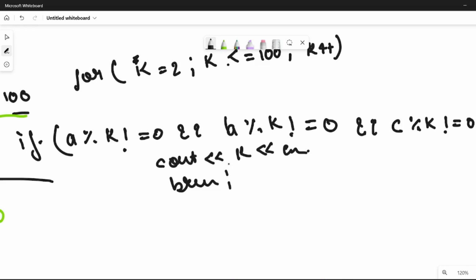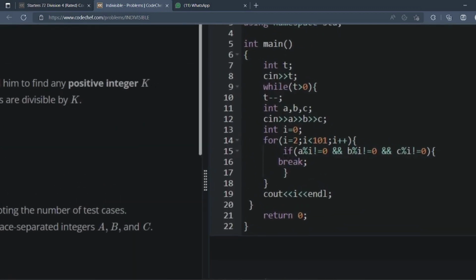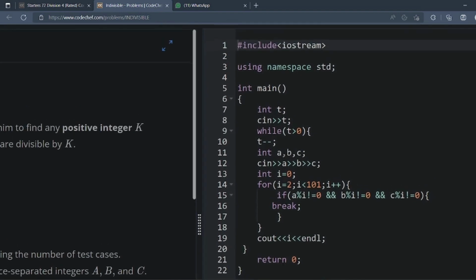So this was the whole code, and we are given that under the given constraints, a valid k will always exist. So we don't have to give an else statement for this question. That's how the code is, and you can see over here I have written the same thing. It is not the exact same code, but the logic matches. This is how we can solve this question.